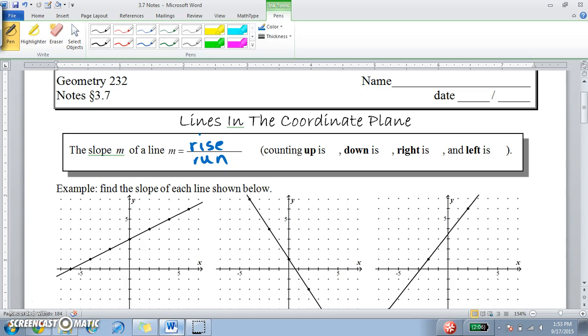So when we're counting the rise and the run of a line, we look at two different points on the line. When we count the rise from one point to another, counting up means positive, counting down means negative, counting to the right means positive, and counting to the left means negative. So up and down is the rise, and right and left is the run.